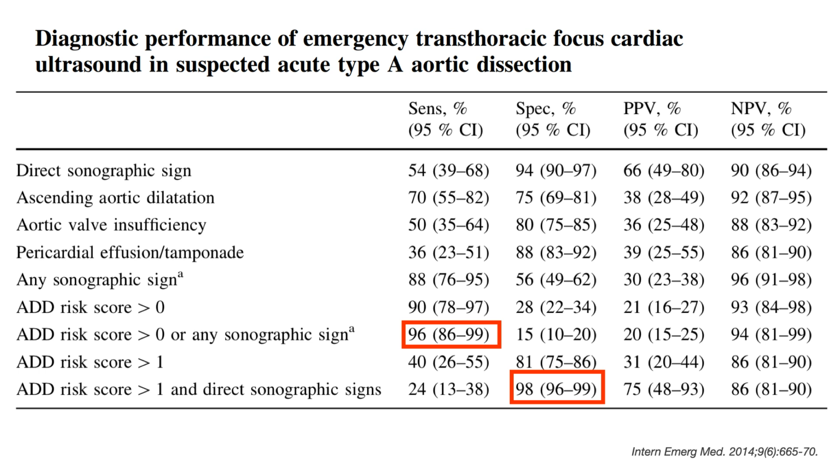But when you add the ADD risk score, the sensitivity and specificity significantly jump. So we have the risk score and ultrasound put together. We get a sensitivity of 96% if you look for any sonographic sign, including indirect signs, and then specificity jumps to 98% if you see a direct sign, you see the flap or intramural hematoma.